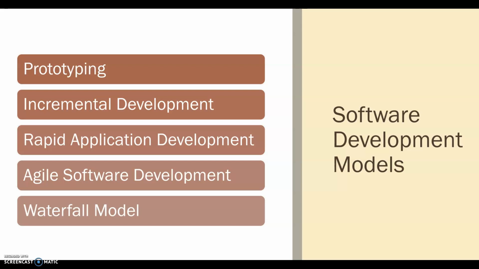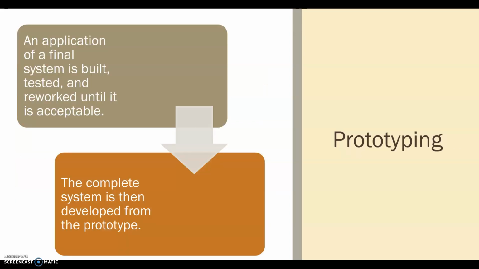We're going to look at the different software development models, including prototype, incremental development, rapid application development, agile software development, and waterfall. We'll start with prototyping. With the prototyping software development model, an application of the final system is built, tested, and reworked until it is acceptable. The complete system is then developed from the prototype.